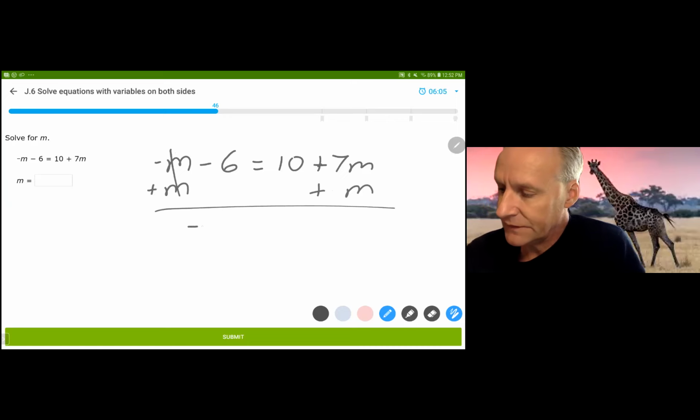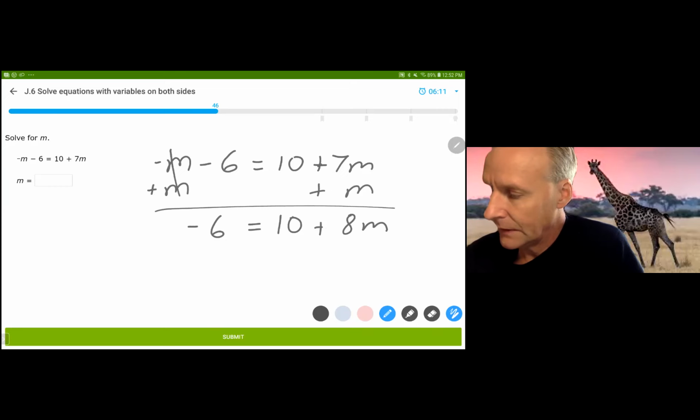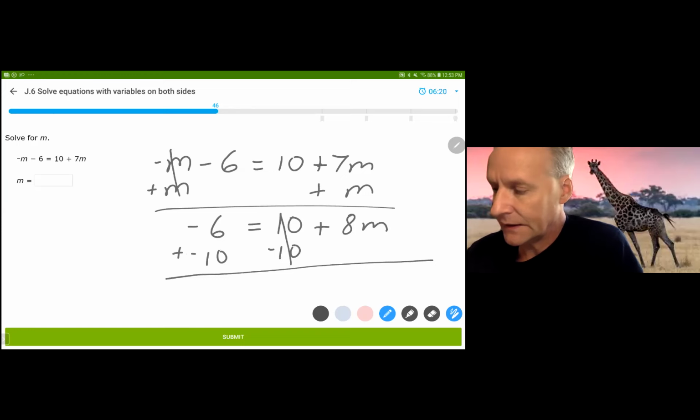We have negative 6 then is equal to 10 plus 8m. And then we're going to subtract 10 from both sides or add a negative 10. It means exactly the same thing. Subtracting 10 and adding negative 10 is the same.